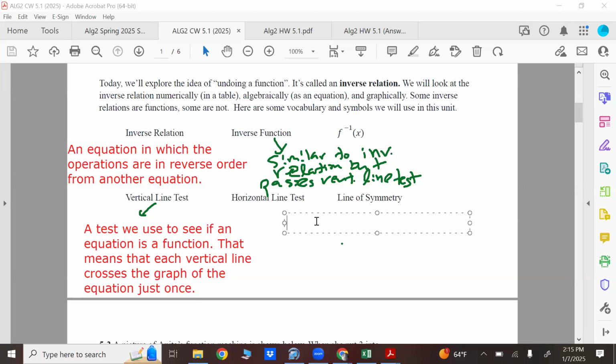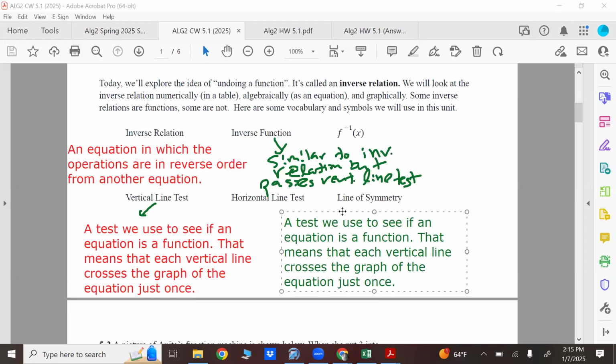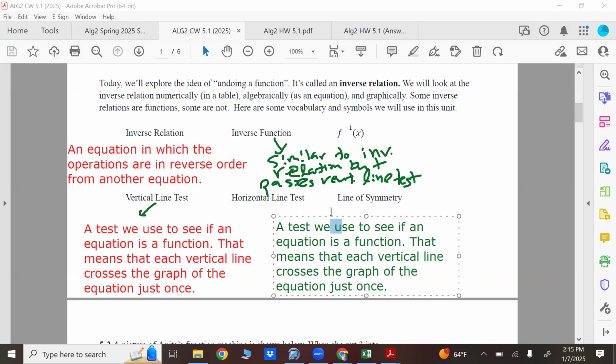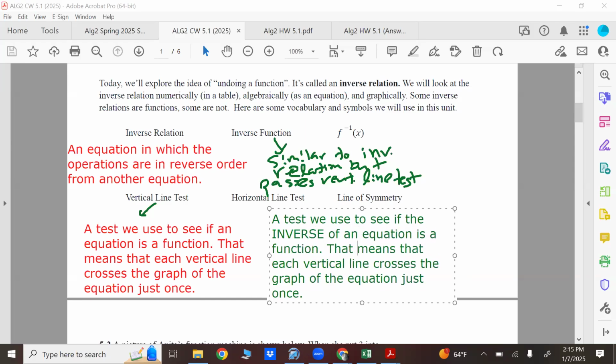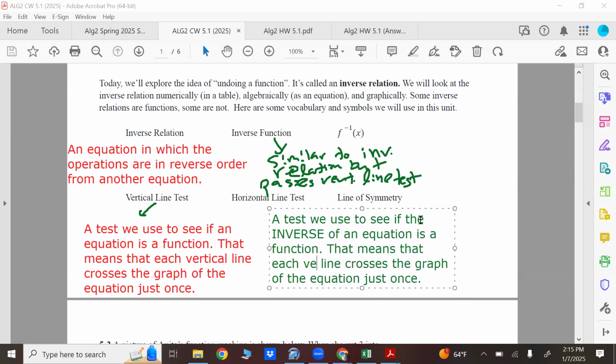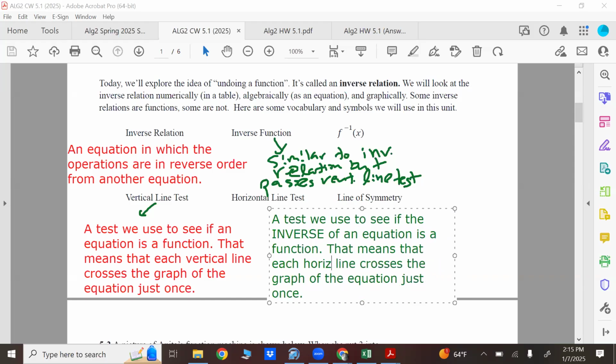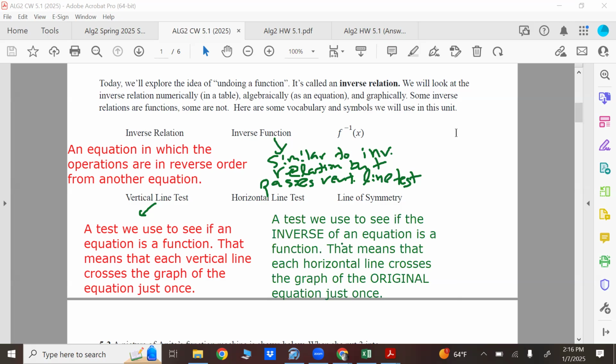There we go. Is that better? Okay, good. Sorry about that.